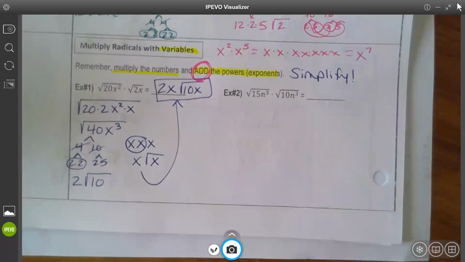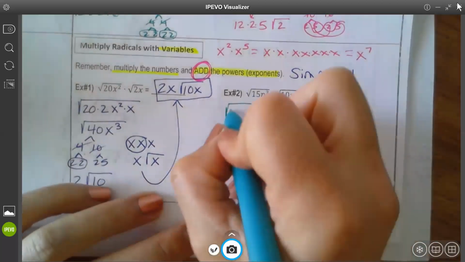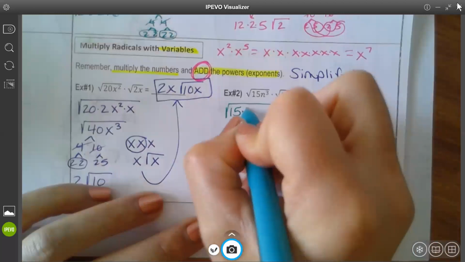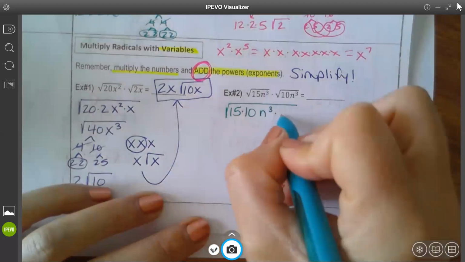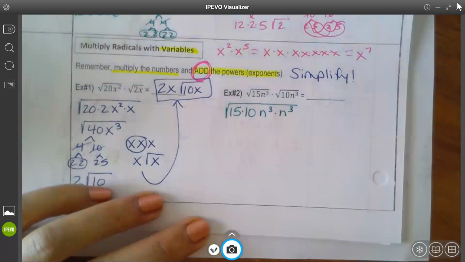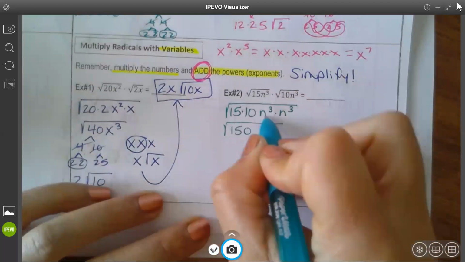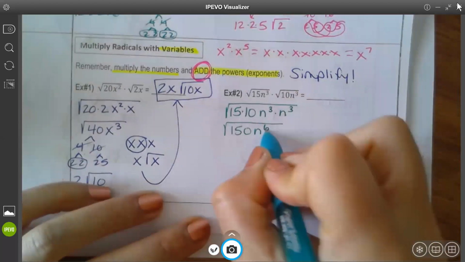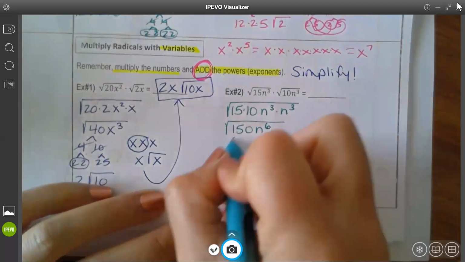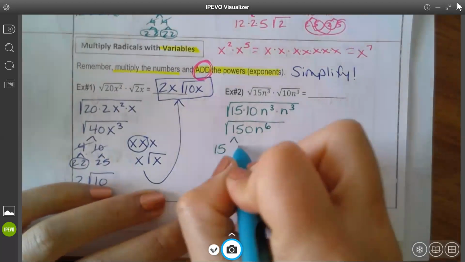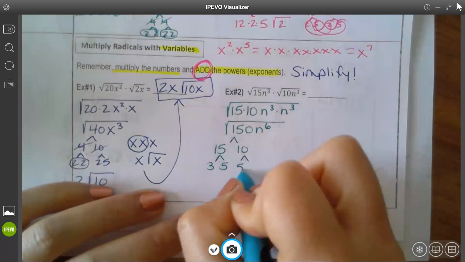All right, last one. So a square root and a square root. So we're going to multiply numbers first. 15 times 10, and then n to the 3rd times another n to the 3rd. So that's going to be 150 n raised to the 6th power. And then we're going to simplify. So 150 is 15 times 10, that's 3 times 5, that's 5 times 2.